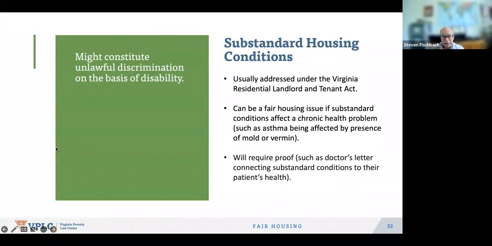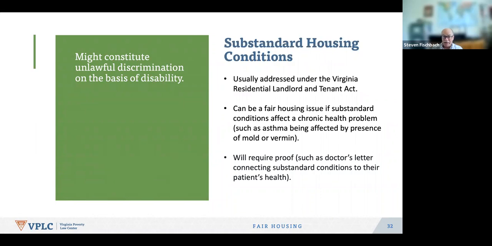And then lastly, substandard housing conditions. Usually that problem is not addressed by the Fair Housing Act. It would really be something that's more likely to be addressed under the Virginia Residential Landlord and Tenant Act. There are remedies that tenants can use to force their landlords to make a repair.